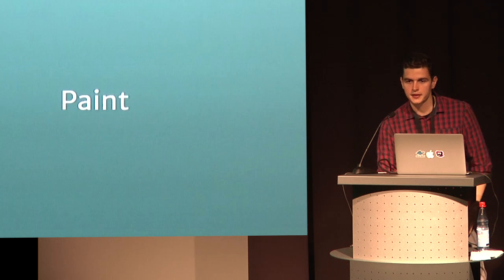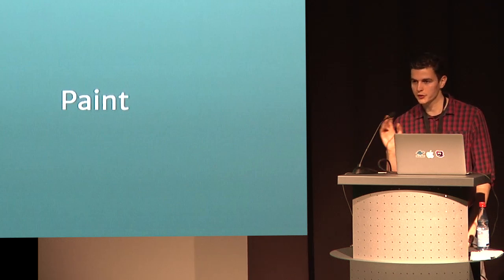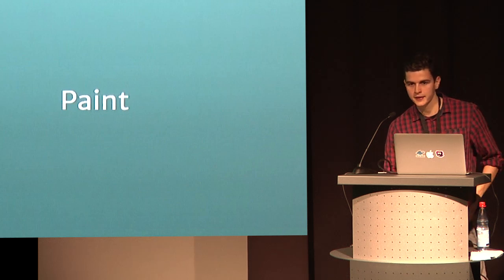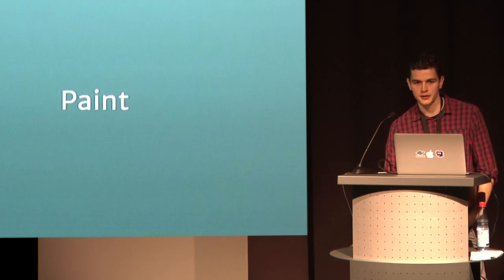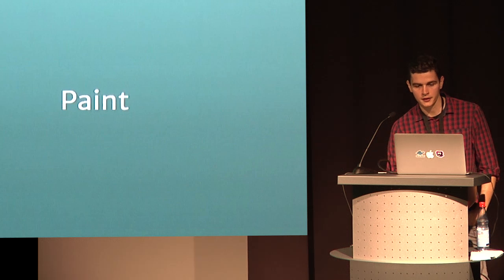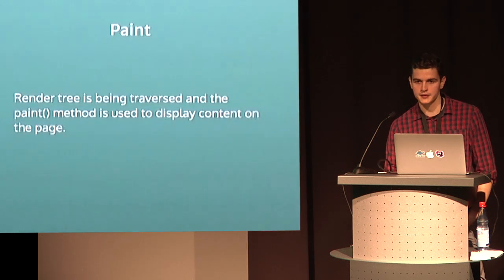The final step is painting. So you saw those rectangles, you just now need to fill them with the color. And that's what the paint layer is doing. Paint is going through the render tree and basically executing recursively the paint method, which displays things on the page.